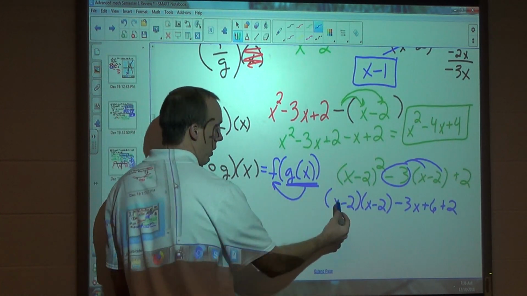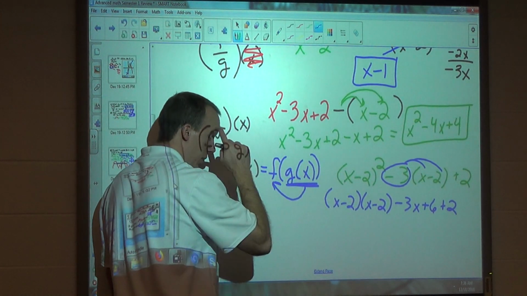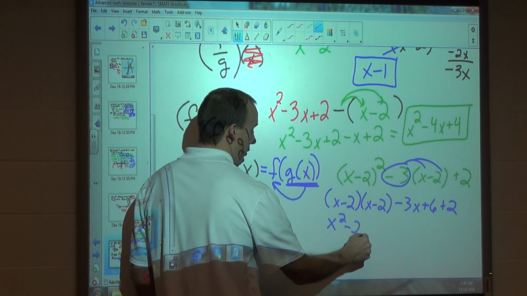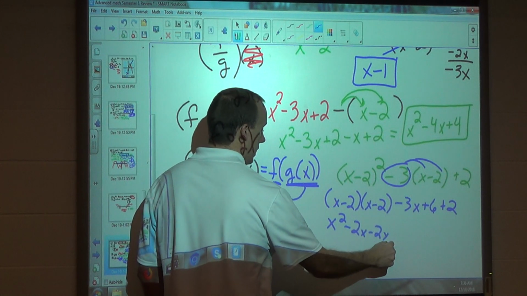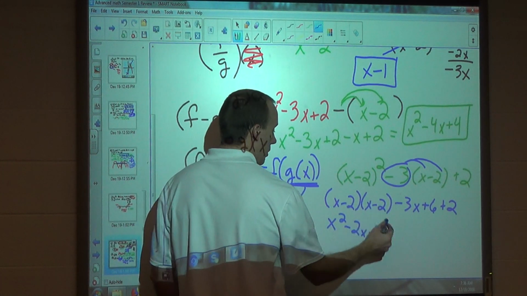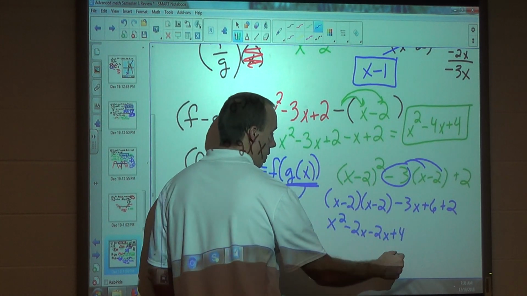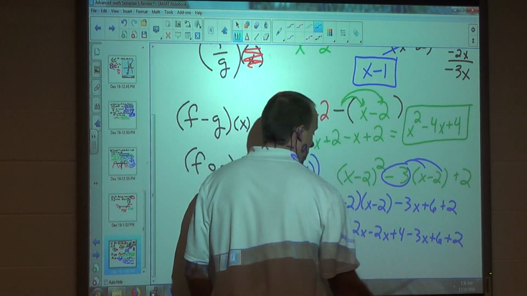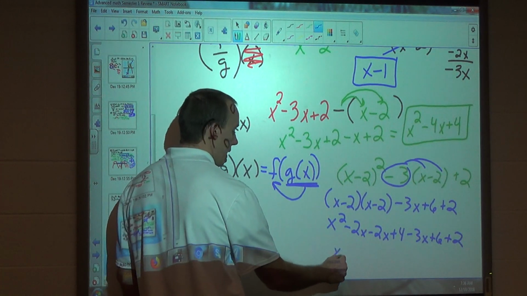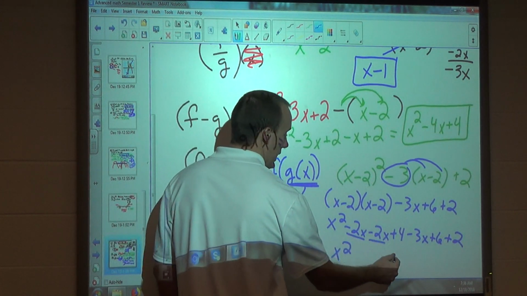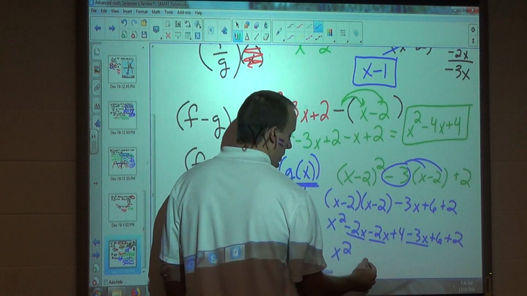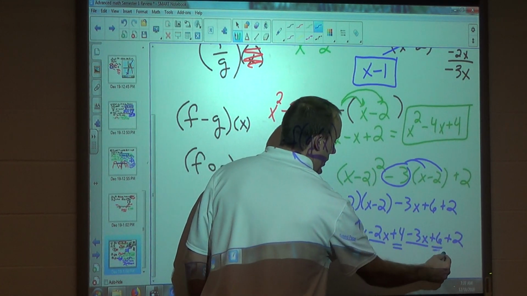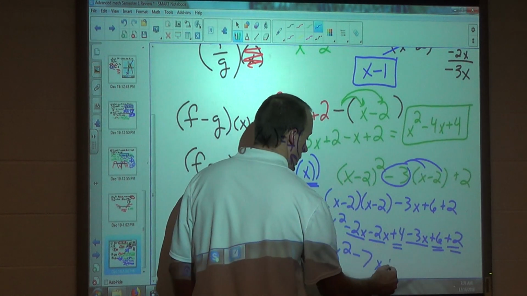And then what are we going to do with these two parentheses? FOIL. So x times x is x squared, negative 2x is the outside, negative 2x is the inside. Negative 2 times negative 2, positive 4. If you don't use something, we bring everything else down. Then we can combine like terms here. So we got x squared, negative 2x, that's negative 4, plus another negative 3 is negative 7x. We got 4, we got 10, 12.